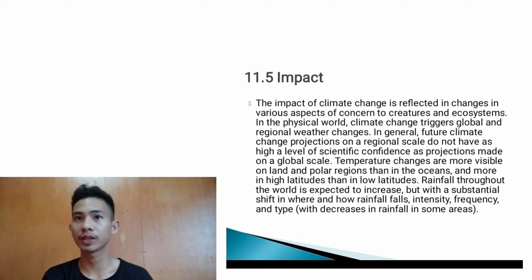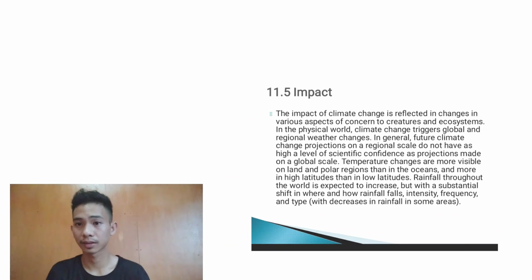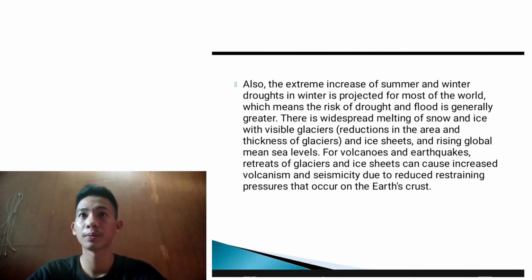Temperature changes are more visible on land and polar regions than in the oceans, and more in high latitudes than in low latitudes. Rainfall throughout the world is expected to increase, but with a substantial shift in where and how rainfall falls, intensity, frequency, and type, with decreases in rainfall in some areas. Also, the extreme increase of summer and winter droughts is projected for most of the world, which means the risk of drought and flood is generally greater.